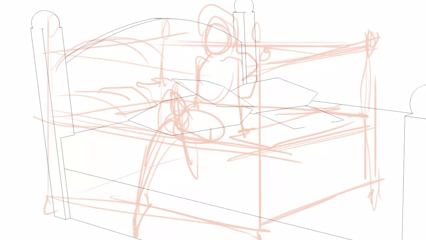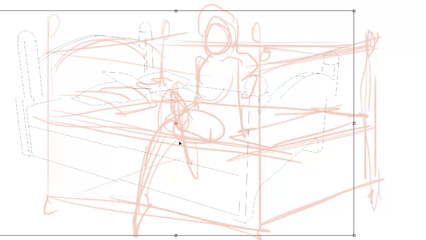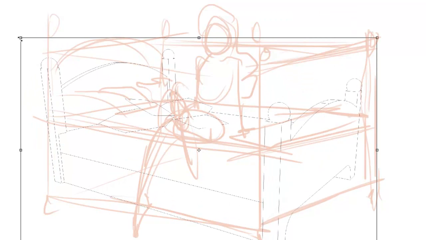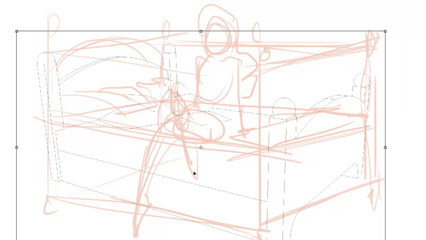Alright, so now we have our bed, and we have our sketch, and then we're going to select our bed layer, and we're just going to try to size it down here by hitting Control T. Just try to get it close. This is very far off. You'd probably want to actually look at your sketch before you bring it in.